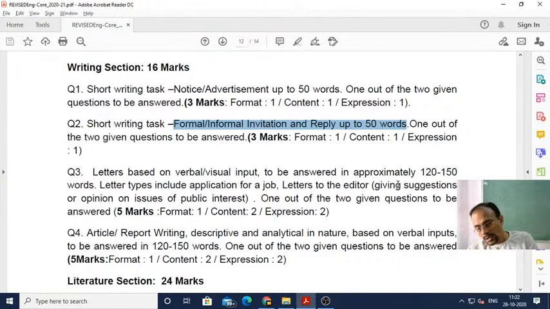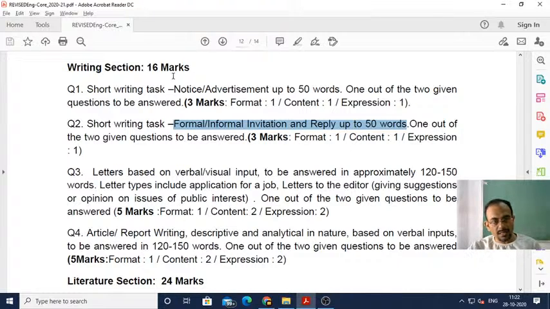First type, as I told you, consists of 3 marks only, between either a notice or an advertisement. You will have an option between the notice and advertisement, so it will consist of 3 marks.